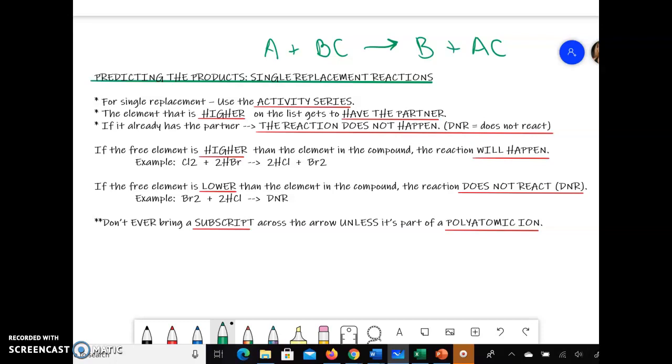And then the last rule before I start to show you how to do this is that you don't ever want to bring a subscript from the left of the arrow to the right of the arrow. So for example, if A had a subscript right here, do not bring that 2 across the arrow. The only exception is if you have a polyatomic ion, like if you have sulfate in your compound, so you have something right here bonded to sulfate, you can bring that 4 if it's part of the sulfate. So hopefully at this point you can recognize those polyatomic ions. You can bring those subscripts, but not any of the other subscripts.